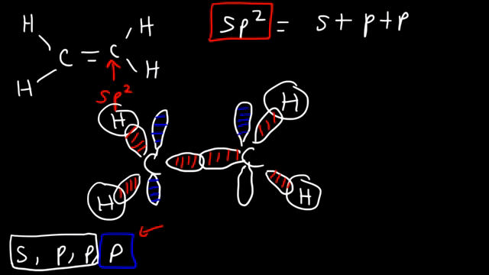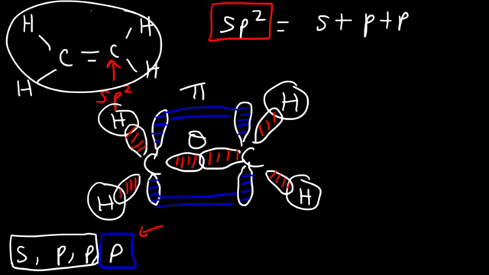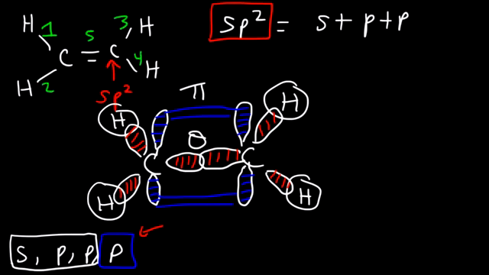The unhybridized p orbitals are used to make the pi bond. So the pi bond exists above and below the sigma bond. So here's the pi bond, here's the sigma bond. So looking at this molecule, we have a total of 5 sigma bonds. 1, 2, 3, 4, 5. And since we have one double bond, we have one pi bond. So in blue we see the pi bond, and in red we can see the sigma bonds. Here's 1, 2, 3, 4, 5 sigma bonds.